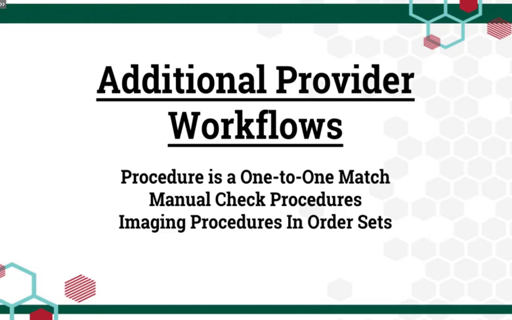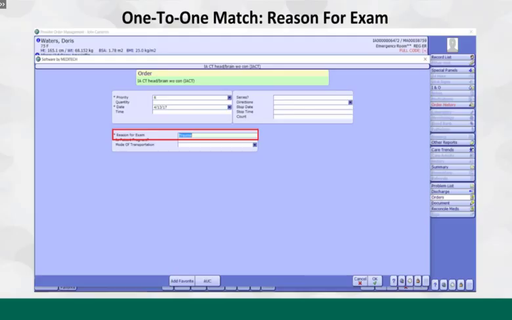The following section covers additional scoring scenarios, including one-to-one match, manual checking, and placing multiple image procedures individually or via an order set. In a one-to-one match scenario, the provider enters the reason for exam on the edit screen in the same fashion as previous scenarios.